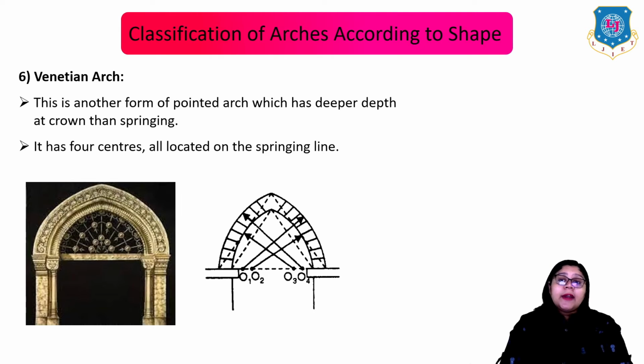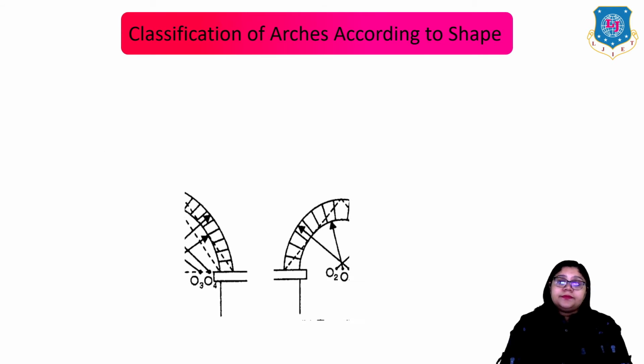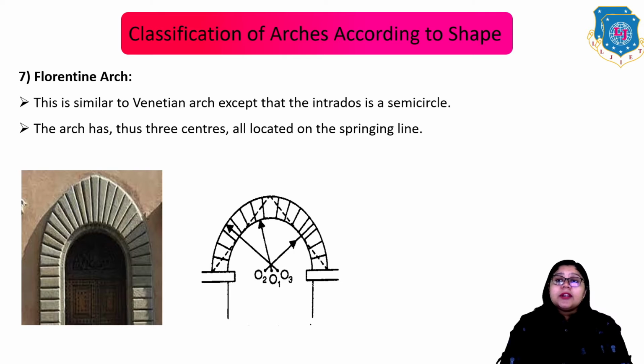Sixth one is the Venetian arch. This is another form of pointed arch which has deeper depth at the crown than at the springing. It has four centers, all located on the springing line as shown in this figure. Seventh one is the Florentine arch. This is similar to the Venetian arch except that the intrados is a semicircle. The arch thus has three centers, all located on the springing line.